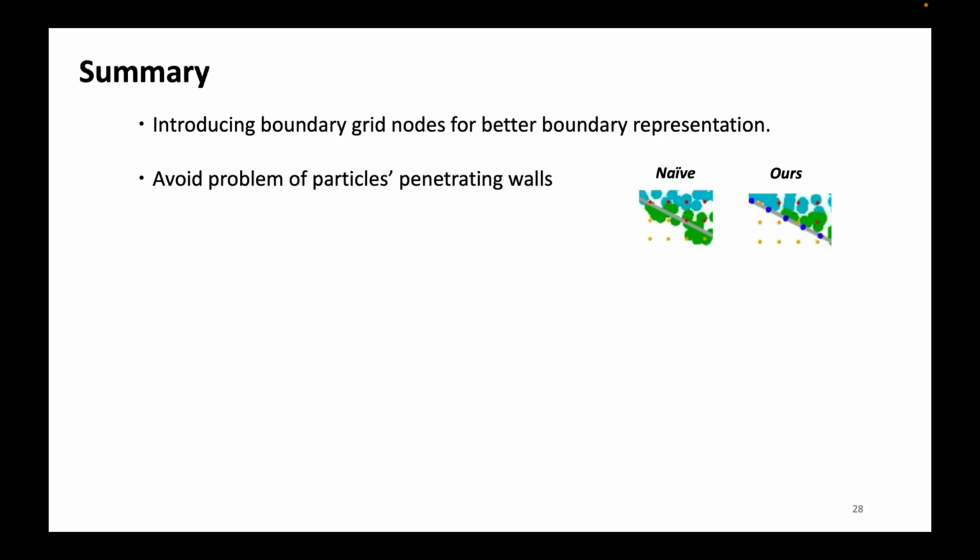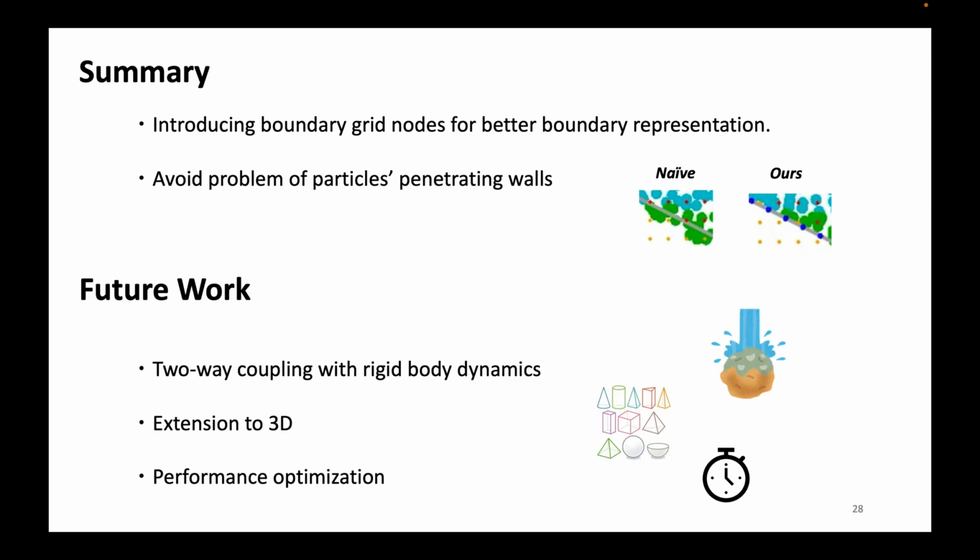Finally, let me summarize today's presentation. The key idea of our method is introducing boundary grid nodes for better boundary representation, and it enables us to avoid the problem of particles penetrating walls. As for the future work, two-way coupling with rigid body dynamics is one of the interesting directions. And for extension to 3D, the reasonable way is to uniformly distribute particles on the surface using Poisson disk sampling, and then apply our interpolation scheme. Finally, we can accelerate the interpolation by introducing spatial hashing.